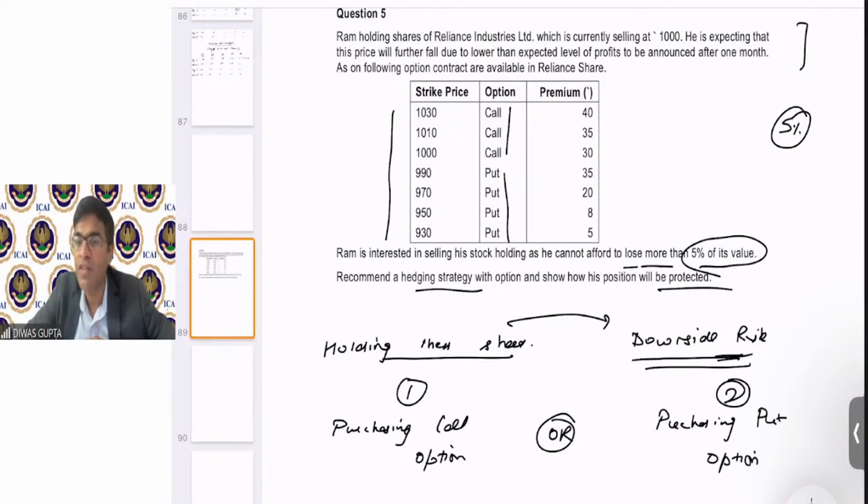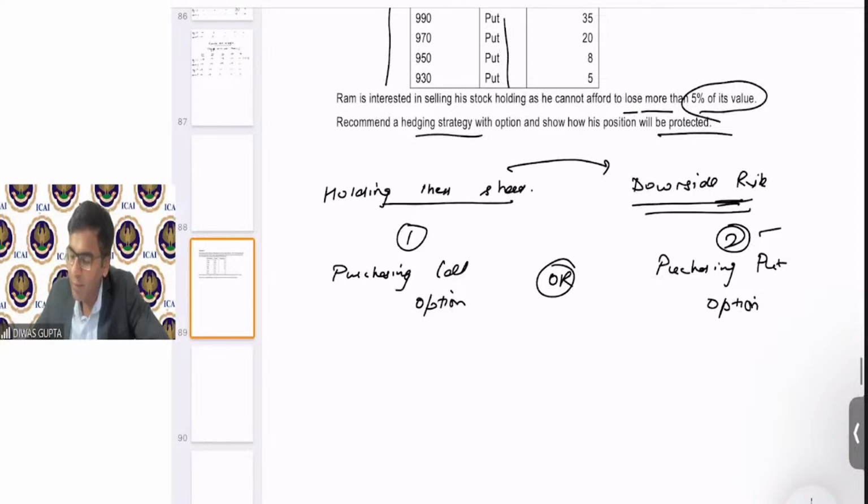It happens once I buy the put option, which is the second option here. Please recheck, students. I will be protected against the downside risk if I purchase the put option, because tomorrow if the prices go down and I've purchased a put option, I will gain from that put option.